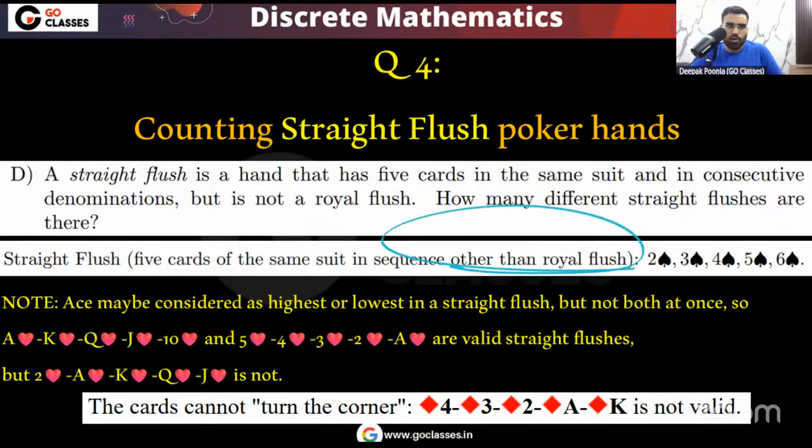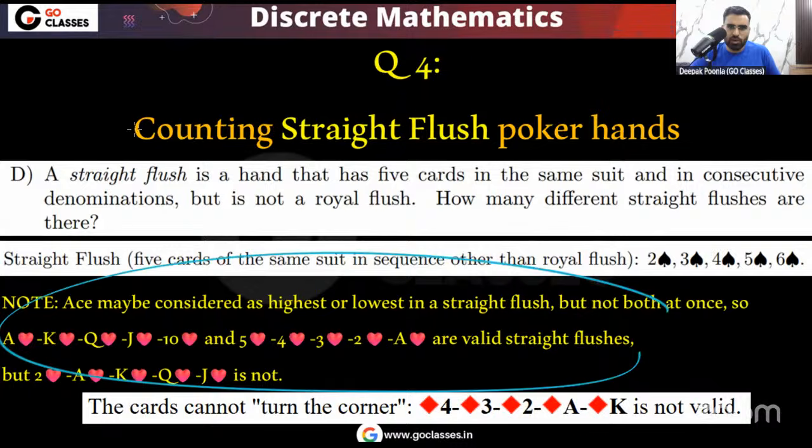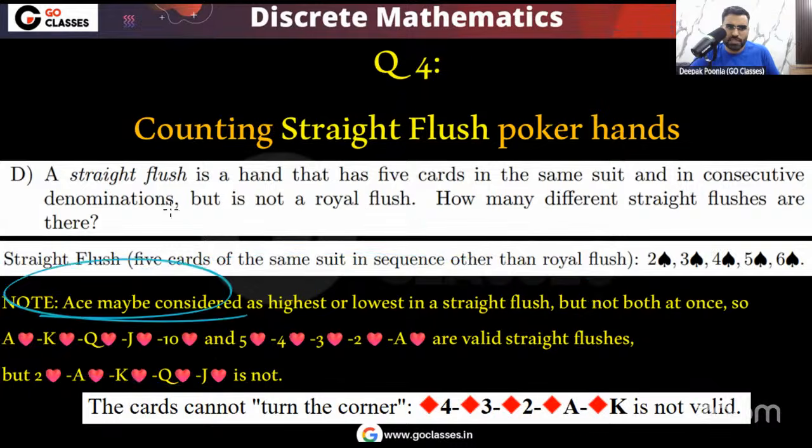And remember, the royal flush is not a straight flush. Means we need to ignore the royal flush. We should not count the royal flush because straight flush does not contain royal flush. I hope it is clear. And a very important note is given to you. Read the note for the ace card.